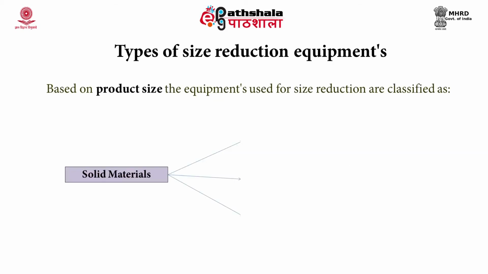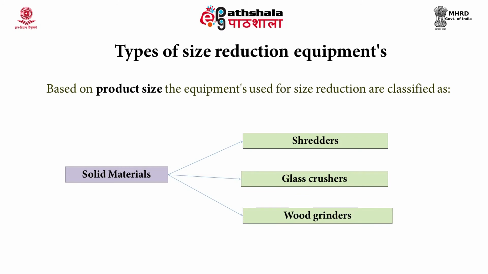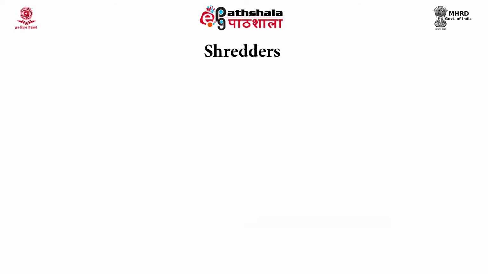Now, what are the types of size reduction equipment? They are of three types: shredders, glass crushers, and wood grinders. Based on the requirement of your product size, one among these can be chosen. Let's look into the shredders.